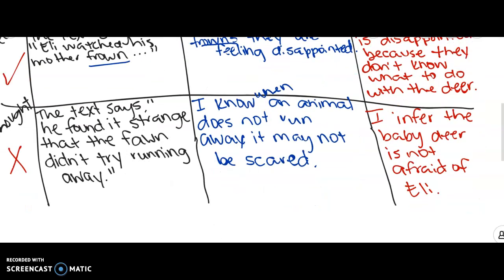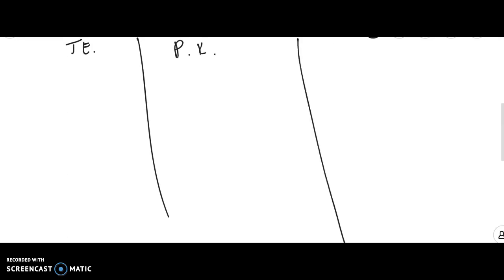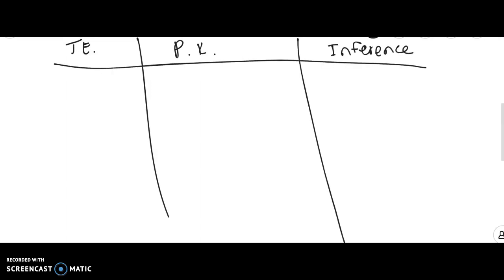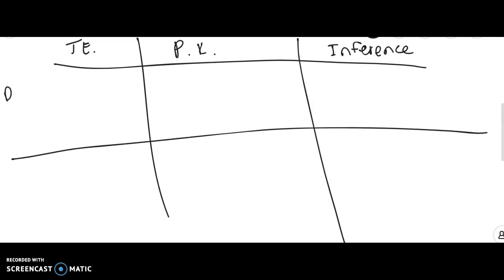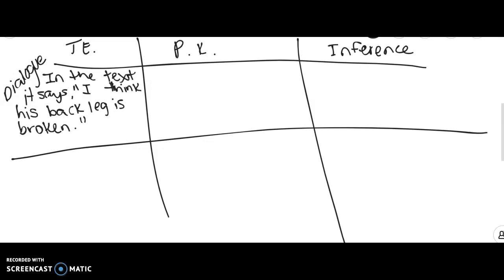So let's continue on. And the next one is going to be dialogue. So we're going to use the same exact graphic organizer that we have been using, and I'm just going to shorthand it: text evidence, prior knowledge, and then an inference. Okay. And this one is going to be based on dialogue. And this is when two characters speak to each other. So in paragraph 4, it says, I think its back leg is injured. I'm going to go ahead and write that.